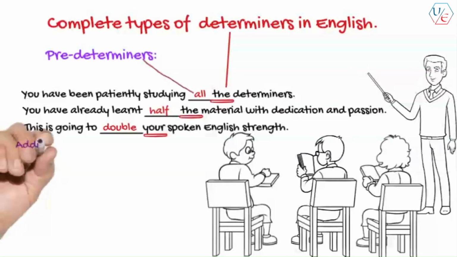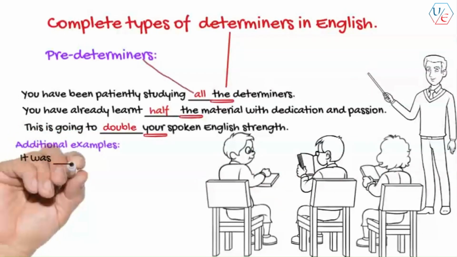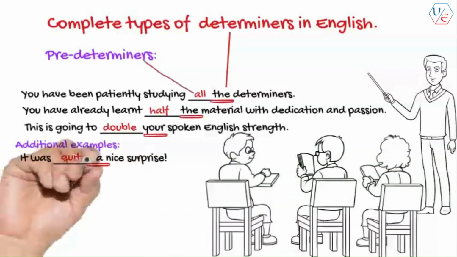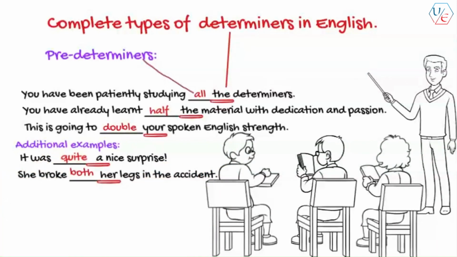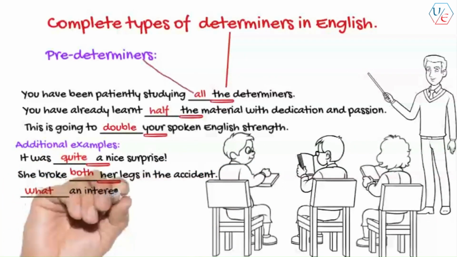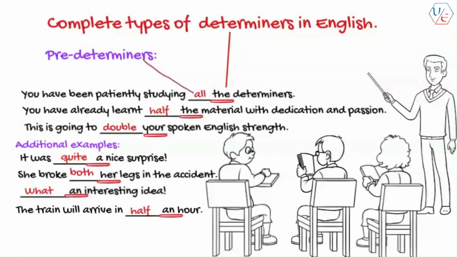Let's see a few more examples of predeterminers in English. It was quite a nice surprise. She broke both her legs in the accident. What an interesting idea. The train will arrive in half an hour.